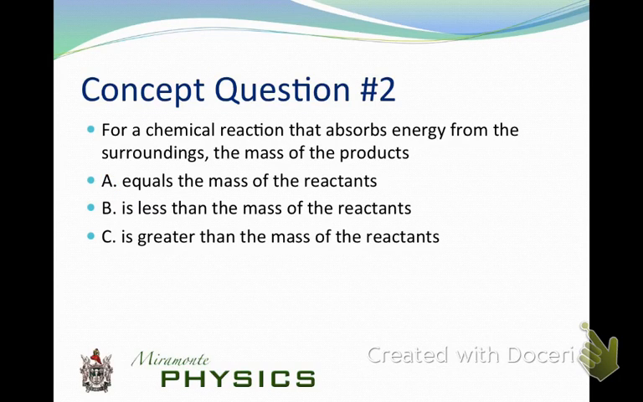Okay, for a chemical reaction that absorbs energy from the surroundings, the mass of the products... Okay, I'm going to let you talk with your neighbors about this one. Try to think about what's going on. So you have a chemical reaction, and you know from chemistry you have two reactants, and they're going to react, and it's an endothermic reaction. So it takes heat in. Does that make sense? You take heat in, you have two reactants, and then you have products over here that are left at the end. The question is, is the mass of the products more?